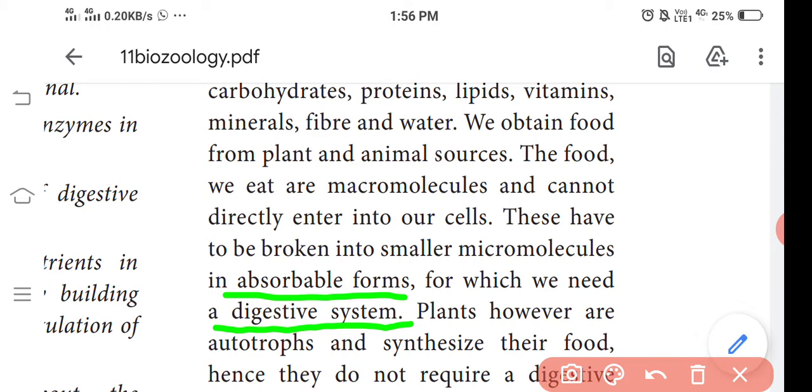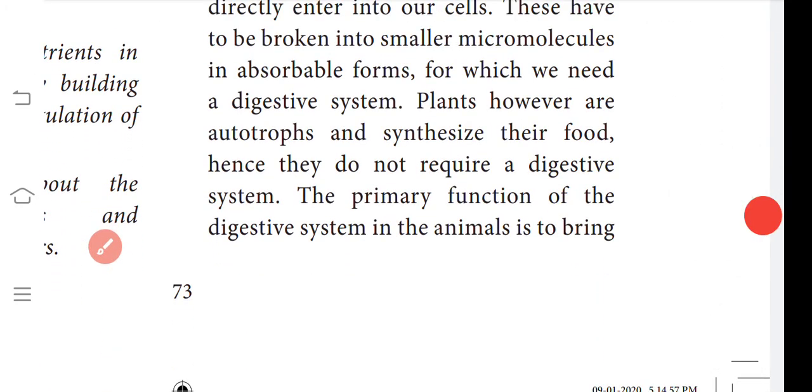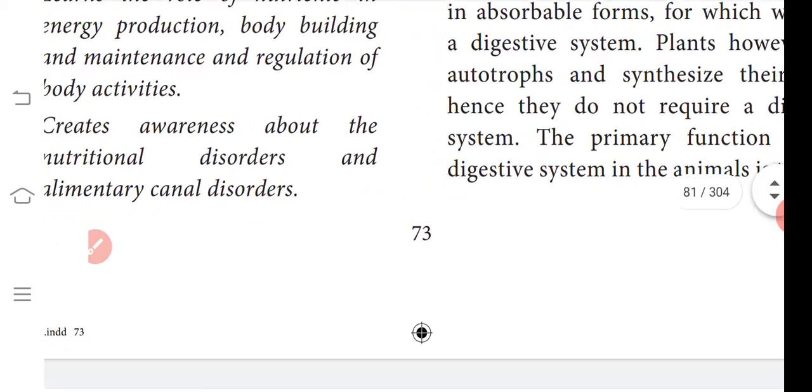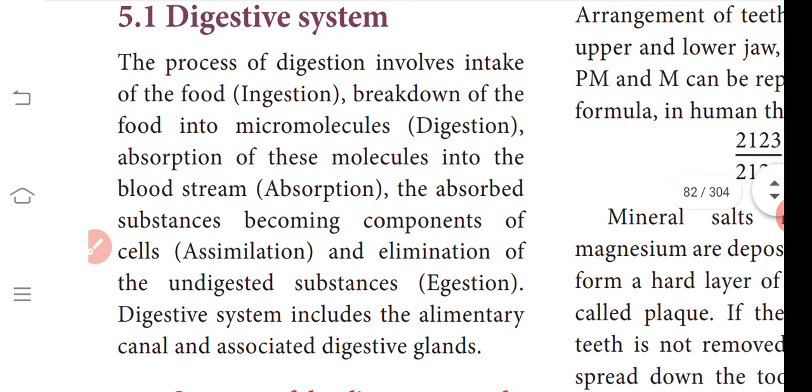Plants are autotrophs, as you know, and they synthesize their own food, so they do not require any digestive system. Only animals require a digestive system. In this chapter we are going to learn about the human digestive system. It is a very interesting and easy topic.